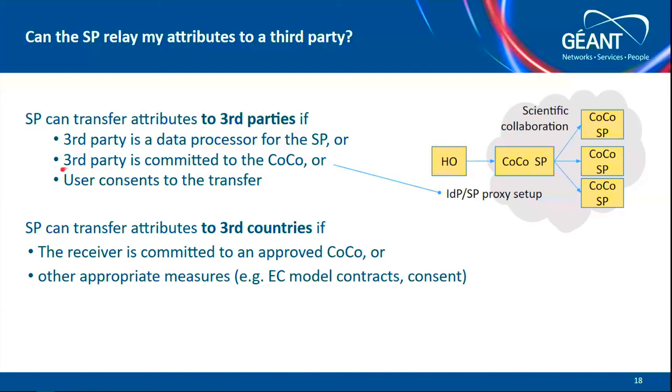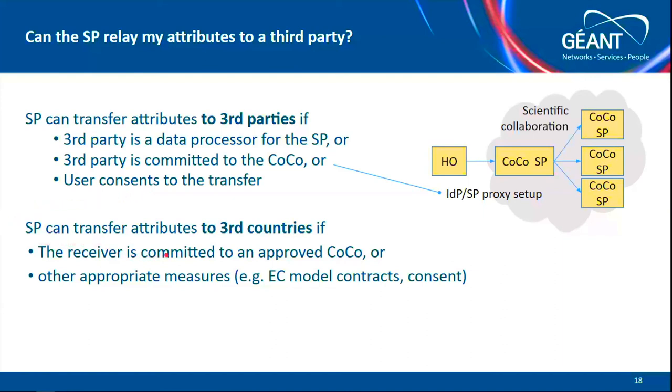And the third alternative is that the user consents to the transfer, which is also possible, although consent has some limitations, such as it needs to be freely given. And sometimes it is questioned if consent is really freely given, if a researcher needs to give their consent to do their job or a student to give their consent to be able to take courses.